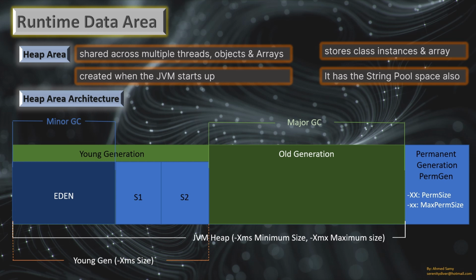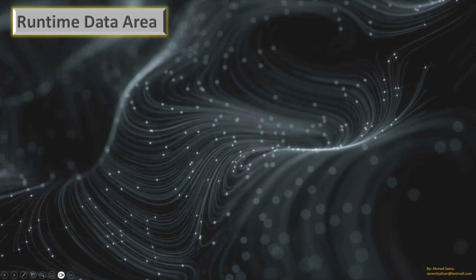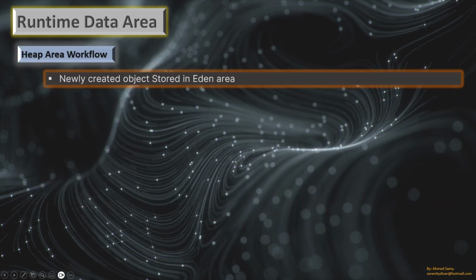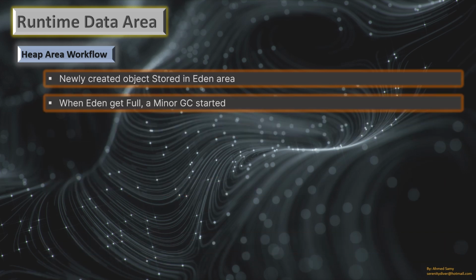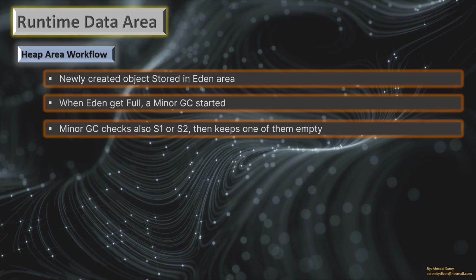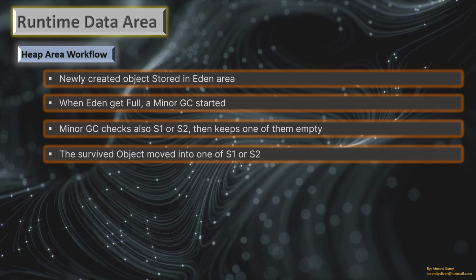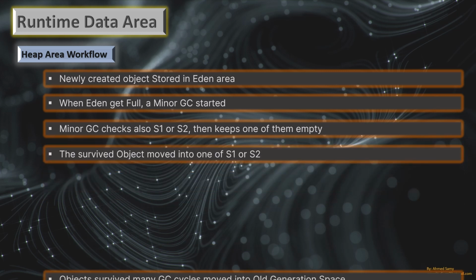Let's get into a more detailed workflow so we can have a better glance of how it looks. You saw it now as a presentation. Let's get into text. Heap area workflow, starting with the newly created object stored in the Eden area. When Eden gets full, a minor garbage collection will start. The minor garbage collector also checks S1 and S2, and keeps one of them empty all the time. The survived objects move into one of S1 or S2.